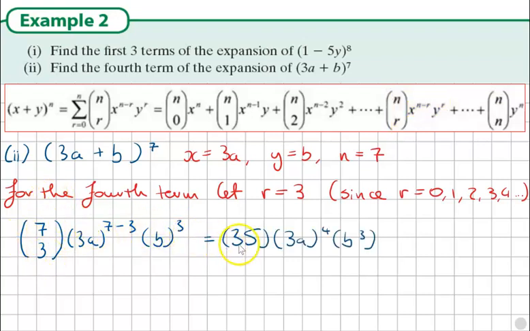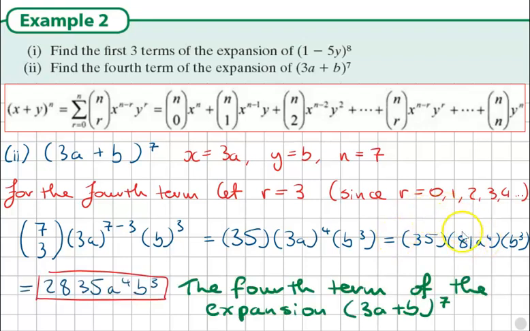7 choose 3 is 35. And then 3a to the power of 7 minus 3 is going to be 3a to the power of 4. And b to the power of 3 is just b cubed. And then we'll bring everything over except we're going to change 3a to the power of 4 to be 81a to the power of 4, because 3 by 3 by 3 by 3 is 81, and a by a by a by a is a to the power of 4.